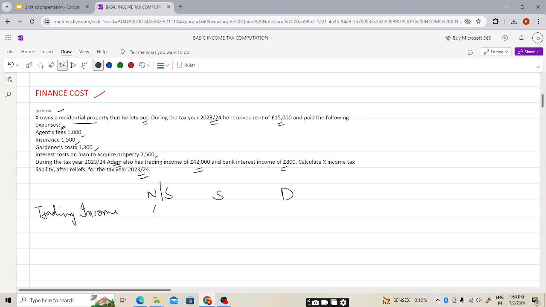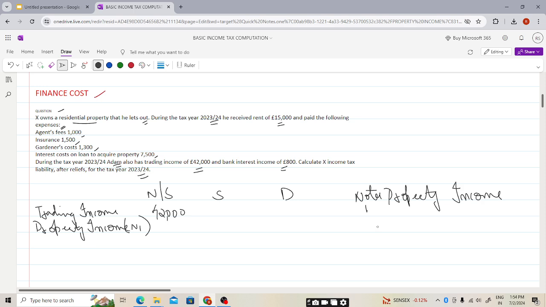What is the trading income? 42,000 pounds. And he has a property income also. So property income will be coming under the head of non-saving. And now we need to calculate the property income for Adam, or X. Refer to note number 1. Now what do we need to follow, cash basis or accrual basis? Nothing is mentioned in the question. So we'll be calculating under cash basis.